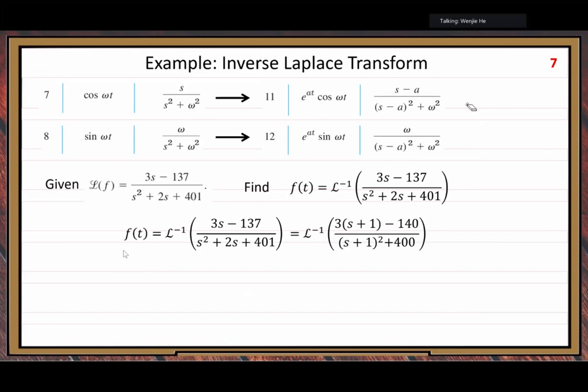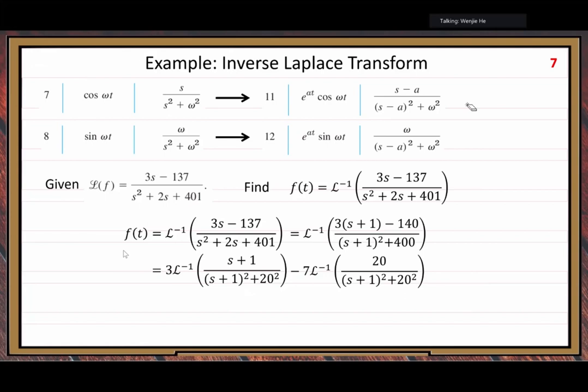After the first step, linearity, remember that? The inverse Laplace transform also has the linearity property, just as the Laplace transform does. So here we write it in two terms. That's the linearity of the inverse Laplace transform, in both directions.